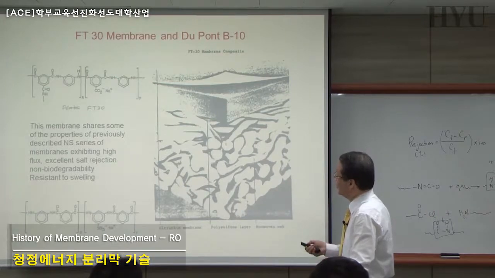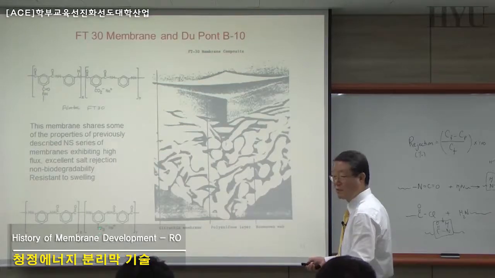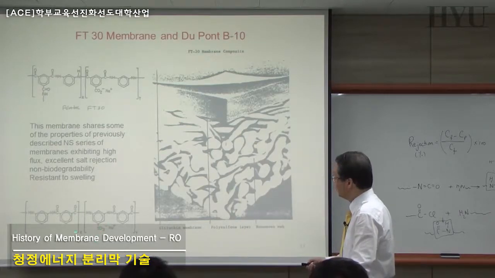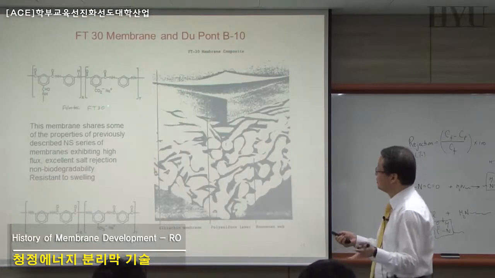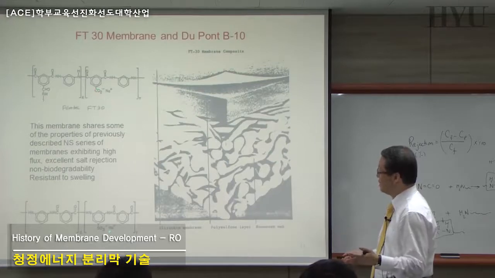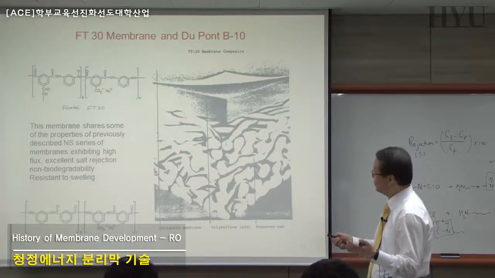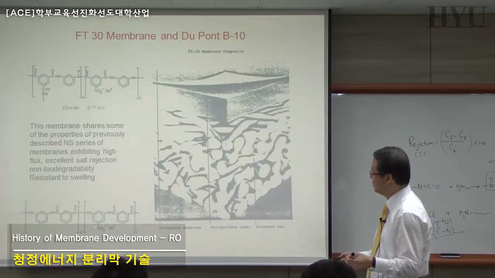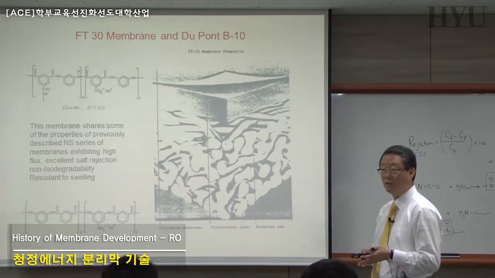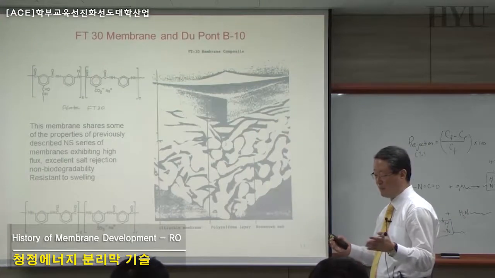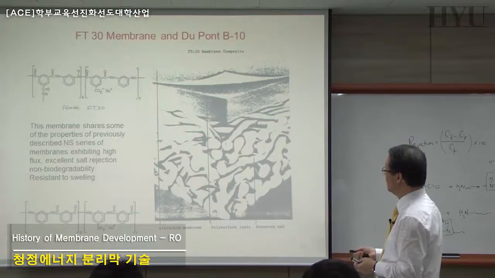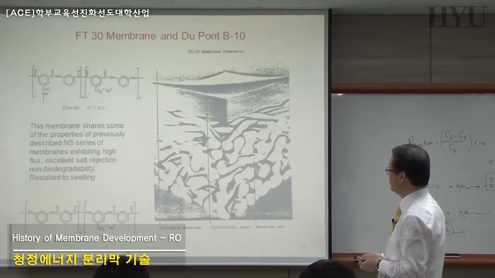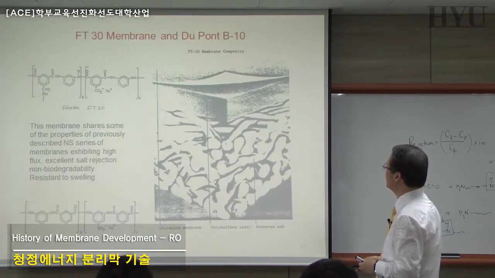If you don't have the acid chloride, instead, if you have the sulfonic acid, then it's called the DuPont's B10 membrane, compared with FT30. So you see the structure is almost the same, but by changing the functional groups, that way you can escape from the patent attack. So anyway, these are the existing technologies, FT30 and B10.